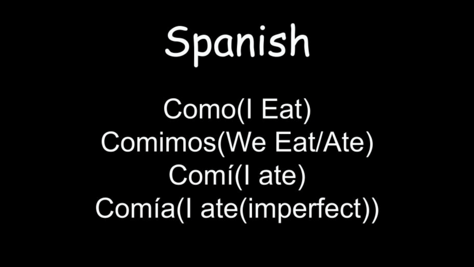For these Spanish words, we can see how fusional languages have affixes that have multiple meanings for one morpheme. In como, the o means singular and first person. In comimos, the imos means plural and we. In comí, the í means singular, first person, and preterite past tense. And in comía, the ía means singular, first person, and imperfect past tense.